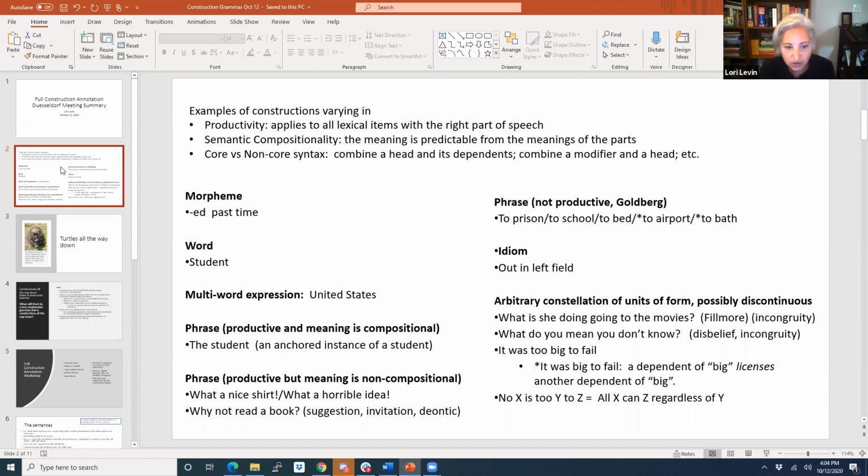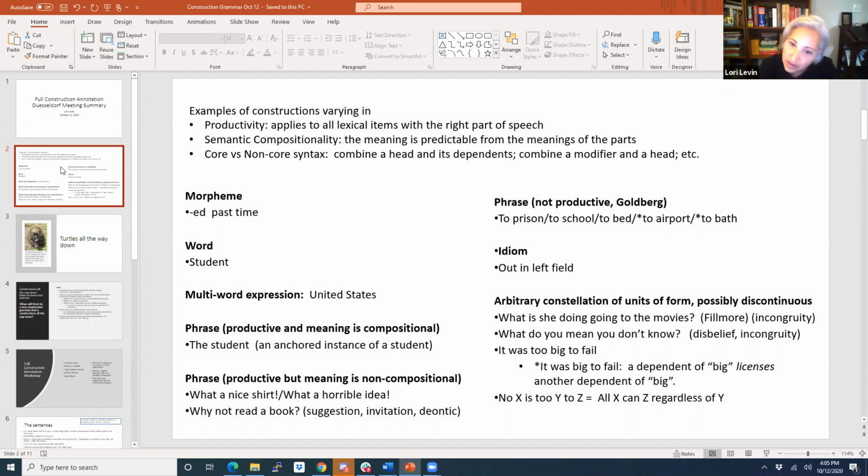Some constructions, when you put together small pieces of form into a bigger piece of form, have a predictable meaning. Like if you put together the and student, you get something with a pretty predictable meaning. Student by itself is a type of thing, but the student is an anchored referential instance of a student. So that's an example of a construction that has a predictable meaning.